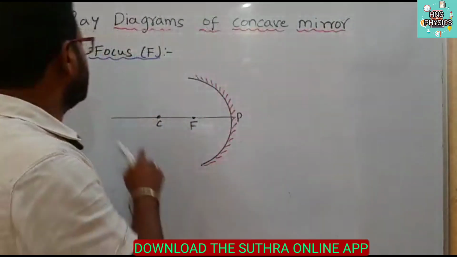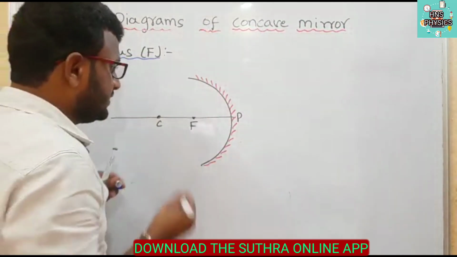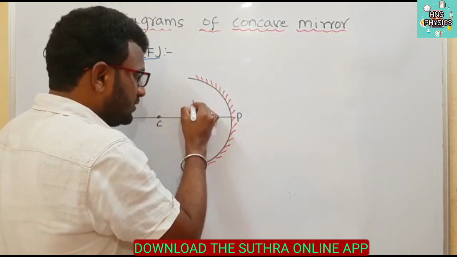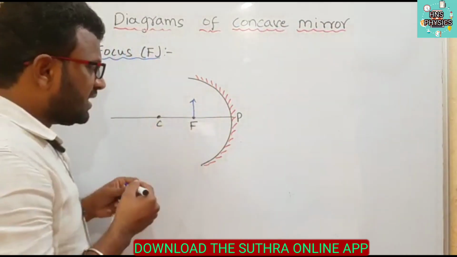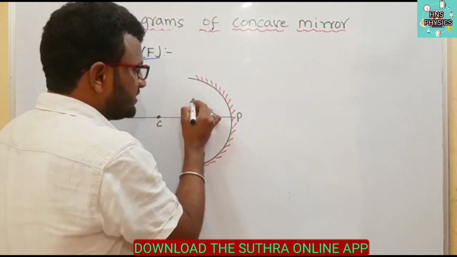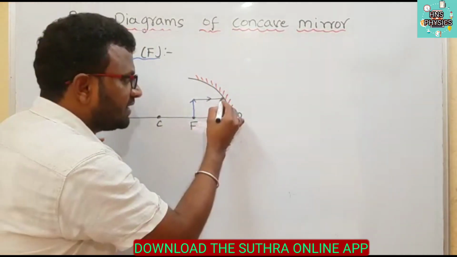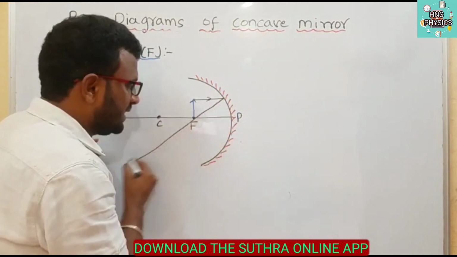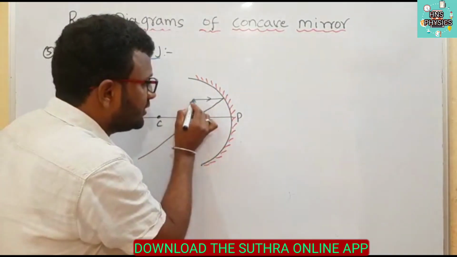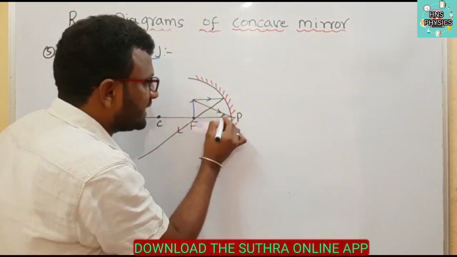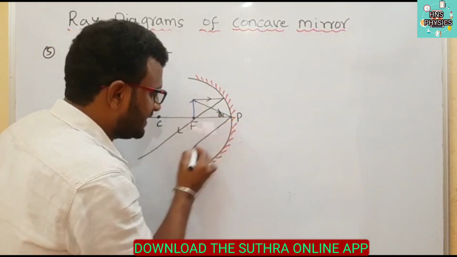Here in the fifth case, when the object is located at the focus, this is the object. Object is situated at focus. One ray is passing. I am going to take the first rule. After the reflection, we know already that the ray passes through focus. Next, here I am going to take the fourth rule. When the ray of light is incident at the pole with an angle theta, with the same angle it reflects back.